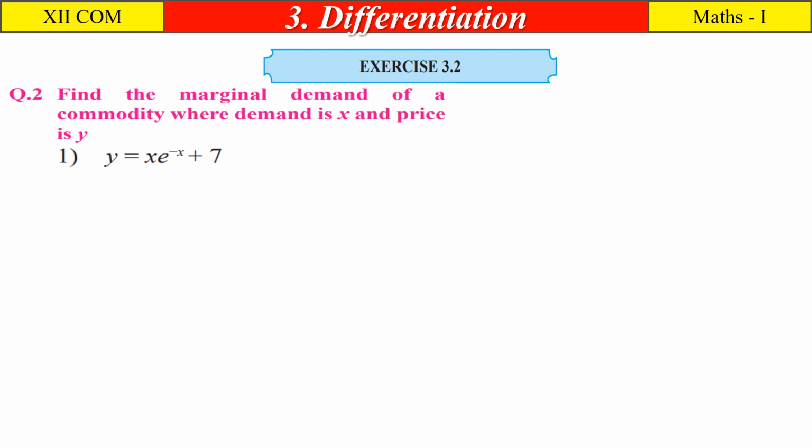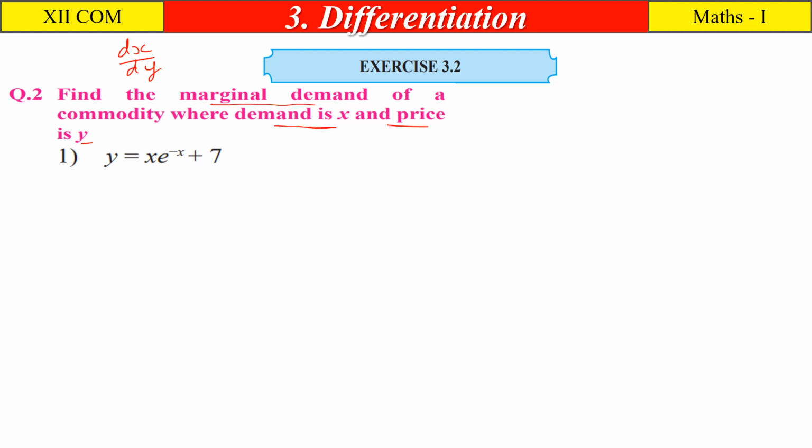So dear students, first you all have to check out the question again. Here they have asked to find the marginal demand. If marginal demand is what we have to find, that means we have to differentiate demand. So what is demand over here? Demand is X, right? So we have to differentiate demand with respect to price, that is Y. That means we have to find dx upon dy. This is the same as question number 1, right?